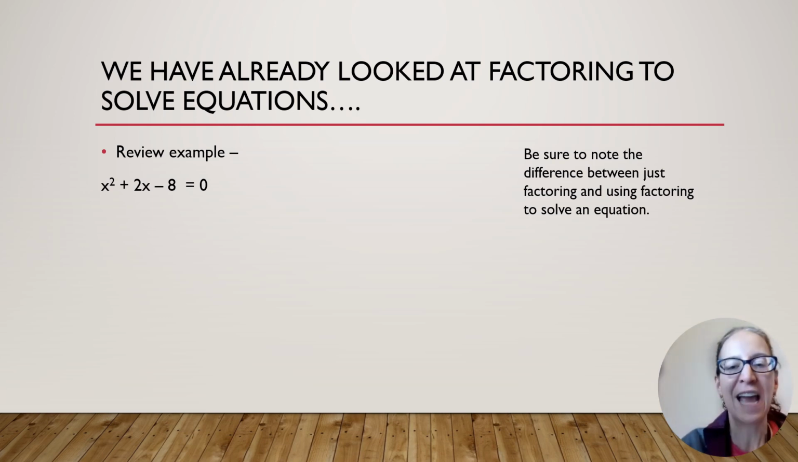So we've already looked at factoring as a way to solve quadratic equations, and I wanted to start off by reviewing that. It is a critical skill, as I've mentioned, that you know how to solve a quadratic by factoring, so I want to keep coming back to it. We've got an example: x squared plus 2x minus 8 is equal to 0. I know that is a quadratic because of the x squared, and it is an equation because of the equal sign. Be sure to note the difference between just factoring and using factoring to solve an equation.